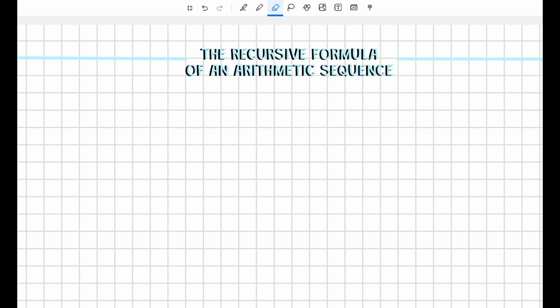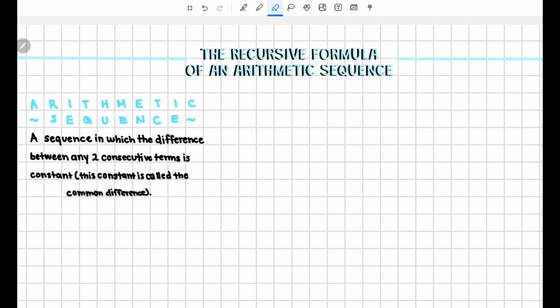So let's get started. First, what exactly is an arithmetic sequence? An arithmetic sequence is a sequence in which the difference between any two consecutive terms is constant, and this constant is called the common difference. Let's look at an example of an arithmetic sequence.